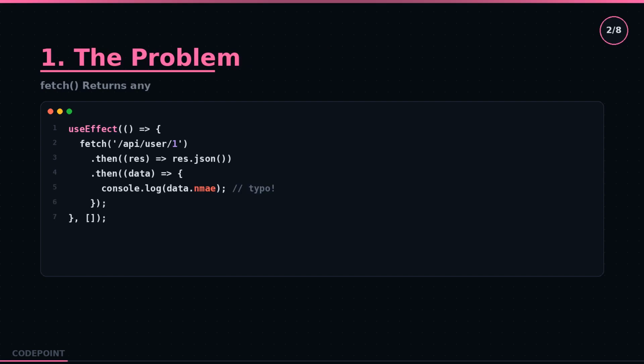Step 1. Plain fetch, no types. useEffect, fetch /api/user/1, then res.json, then data, console.log data.nma. Typo, no error. Why? res.json returns Promise<any>. That means data is any. TypeScript has completely switched off for this object. Look, I misspelled name as nma right here and TypeScript says nothing at all. This bug only shows up when you run the app and see undefined on screen.